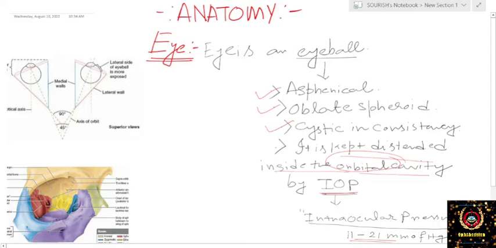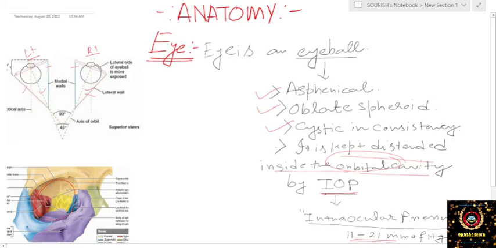So as you can see in this picture, this is the orbital cavity. Inside this cavity, the eyeball is situated. In a cross section, you can see this is the left eyeball, this is the right eyeball, and this eyeball is situated inside this orbital cavity. Now as you can see, there are two walls of this orbital cavity. These are the medial walls and these are the lateral walls.